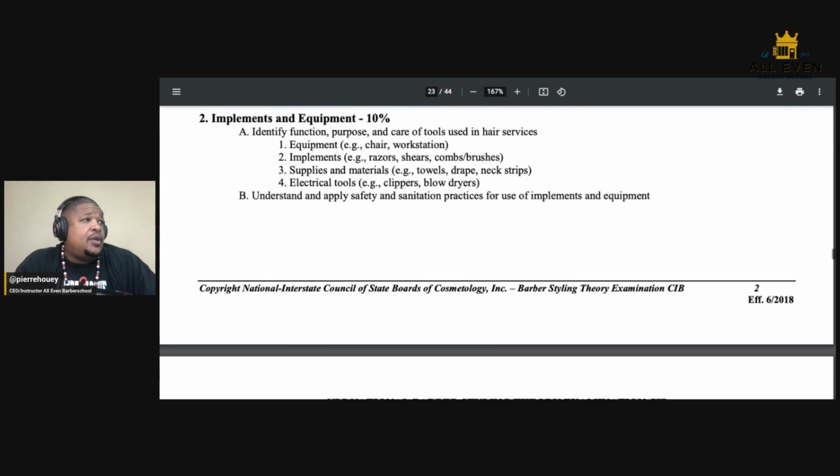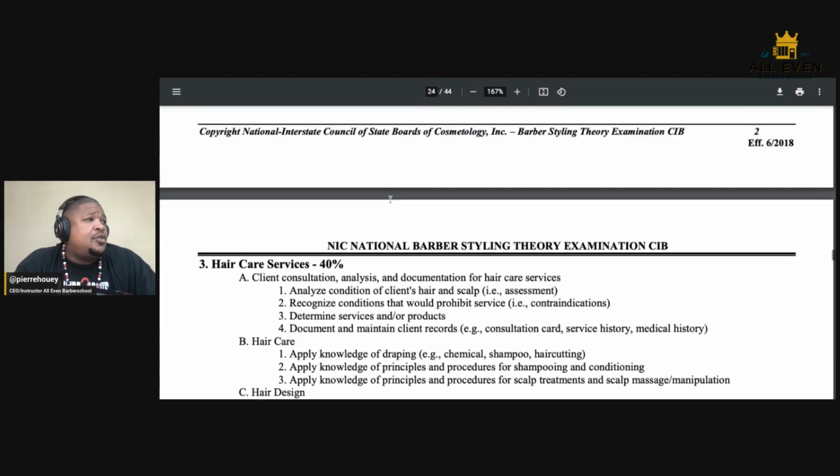All right. Part 2, implements and equipment. That is 10% of your 110. Implements and equipment, 10% of your domain. I mean, domain number 2 is 10% of your test. And you literally got 2 parts for that one.